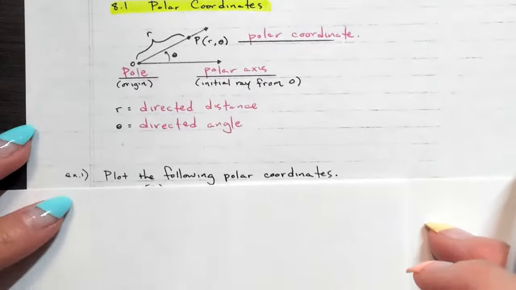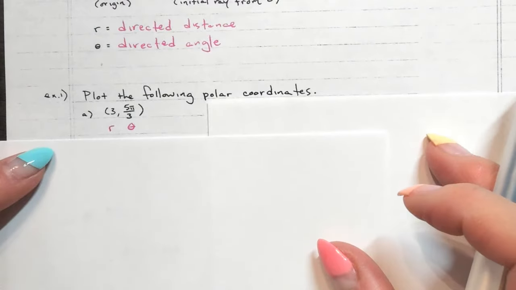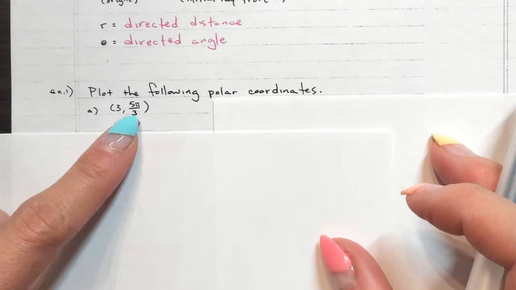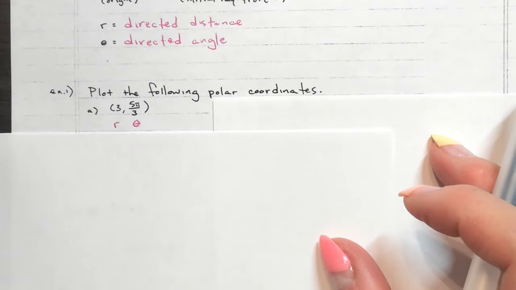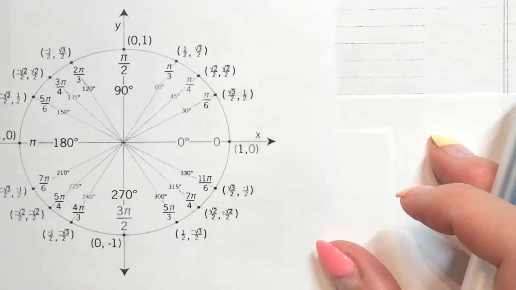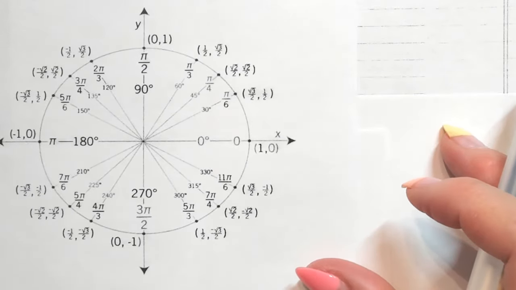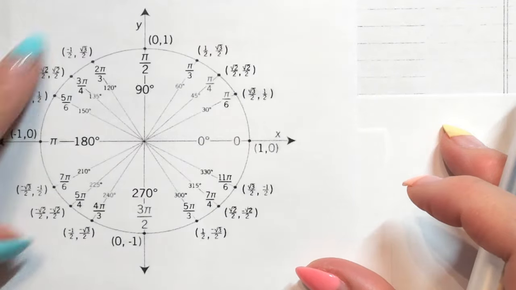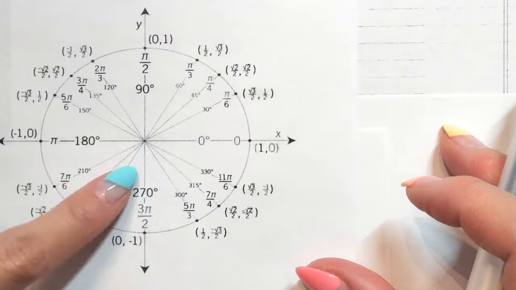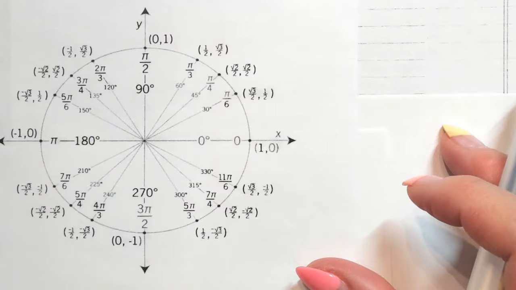So how would we draw something like this? Let's say we have 3 comma 5 pi over 3. Obviously we're going to need to refer to the unit circle. You're going to remember the unit circle, but on the back of your notes, I gave you this to refresh our memories. For the first few homework assignments, you can use this unit circle, or whatever one you want. But eventually this needs to be in your brain again. I know it's been a while.